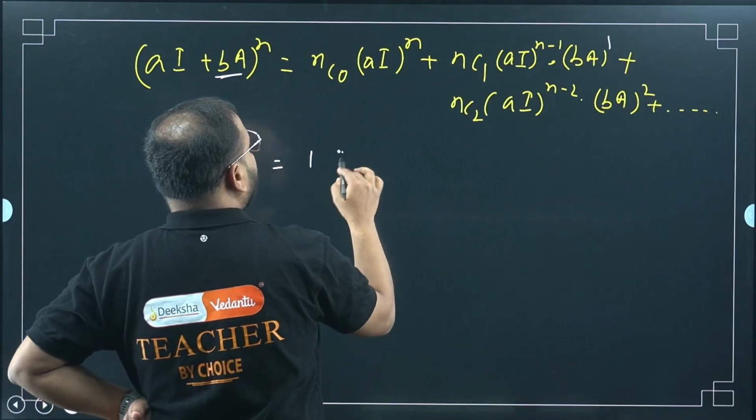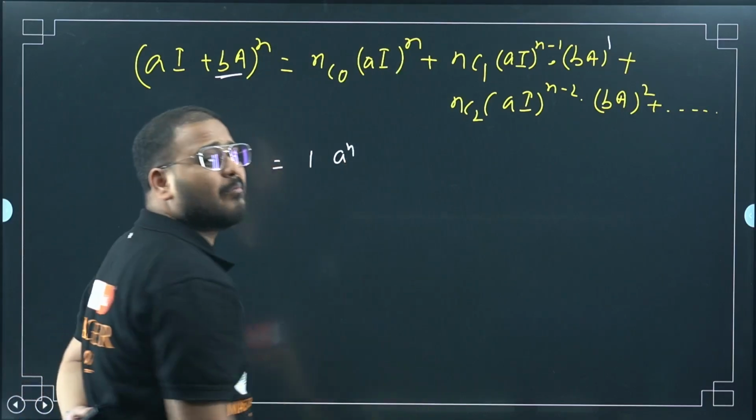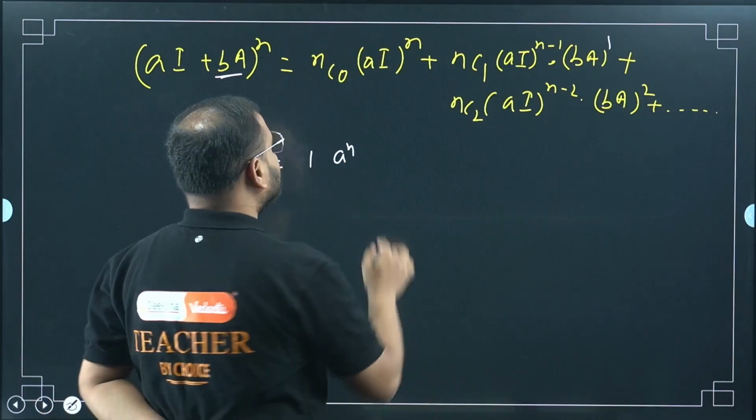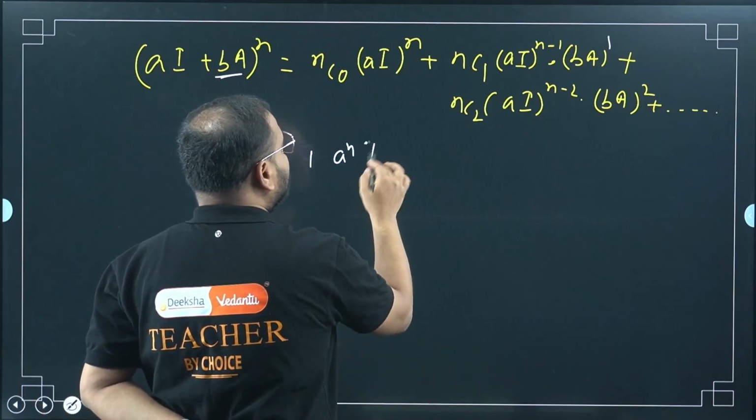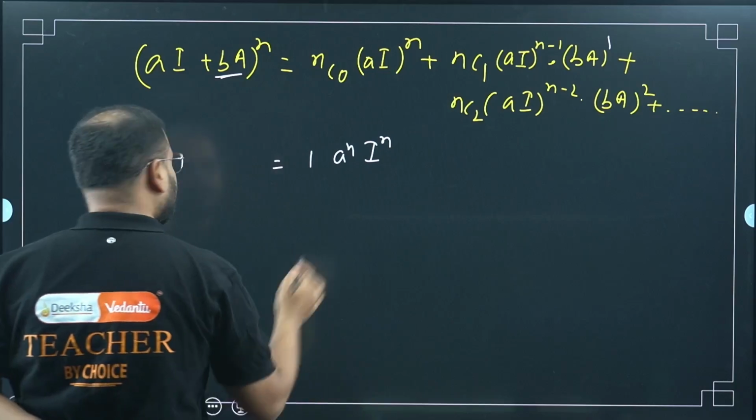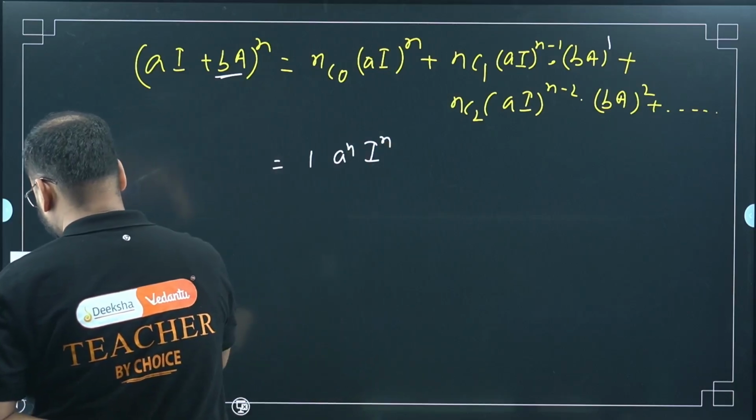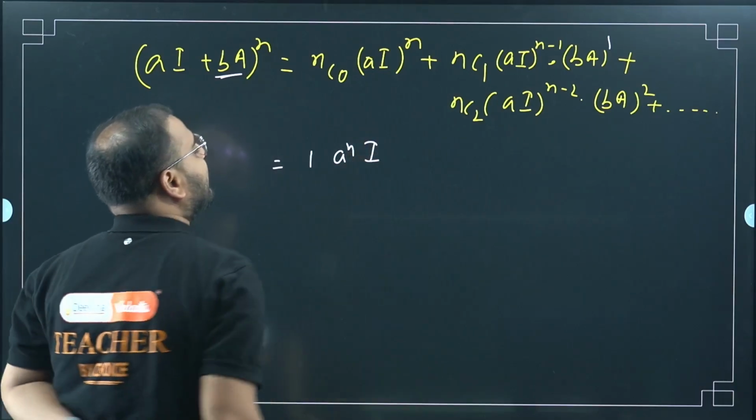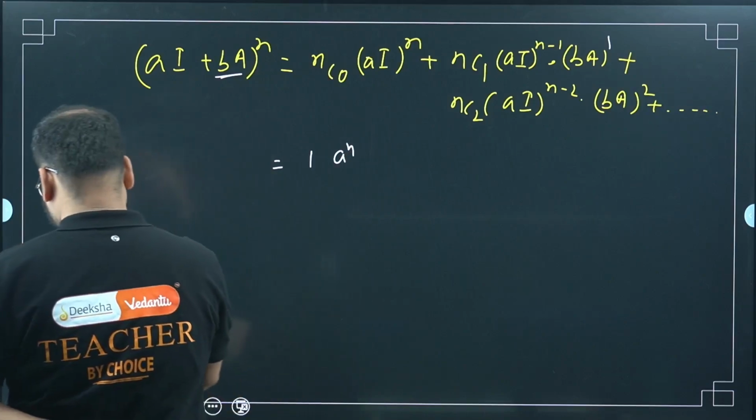What about this? It will become a power n. And I power n will be what? 1 only, right? So I can simply write it, or I can choose to write nothing also. I power n is simply 1, or I can choose to write without it also.